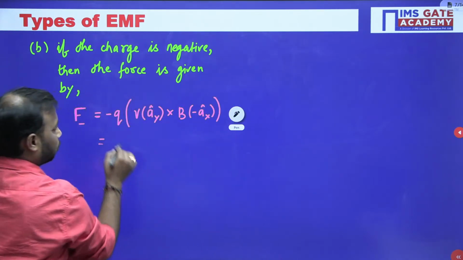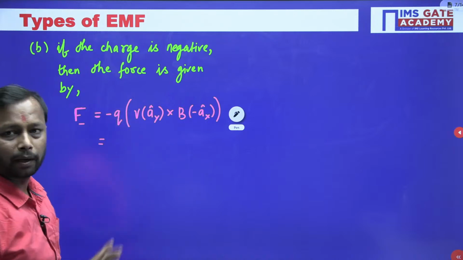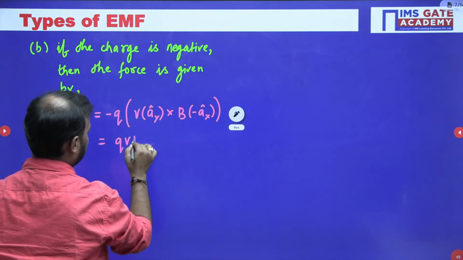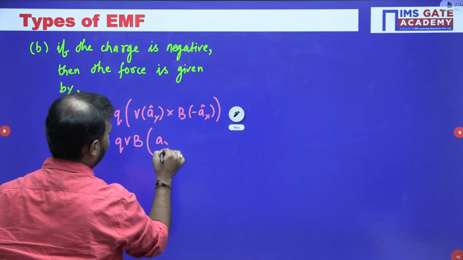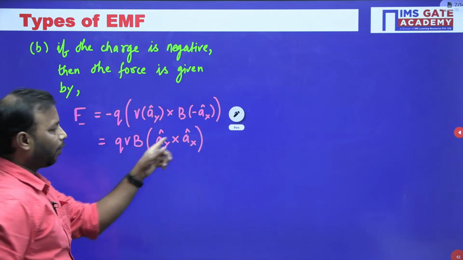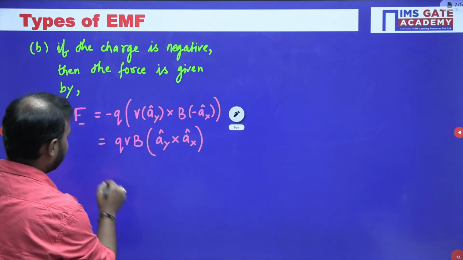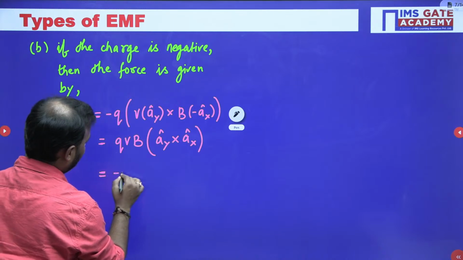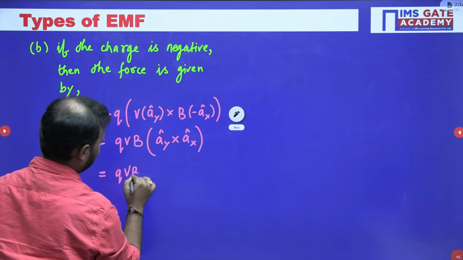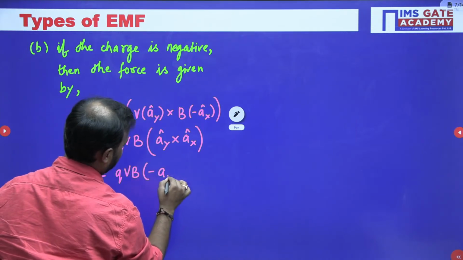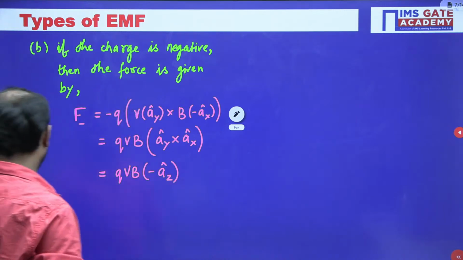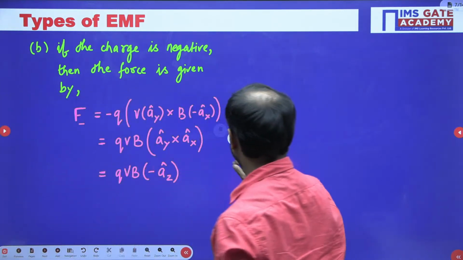So देखो क्या होगा, this minus and minus will become plus. So it will be Q V B AY cap into AX cap. Okay, AY into AX is what? Minus AZ. So it will be Q V B into minus AZ cap. क्या ये clear है? Is this concept clear?